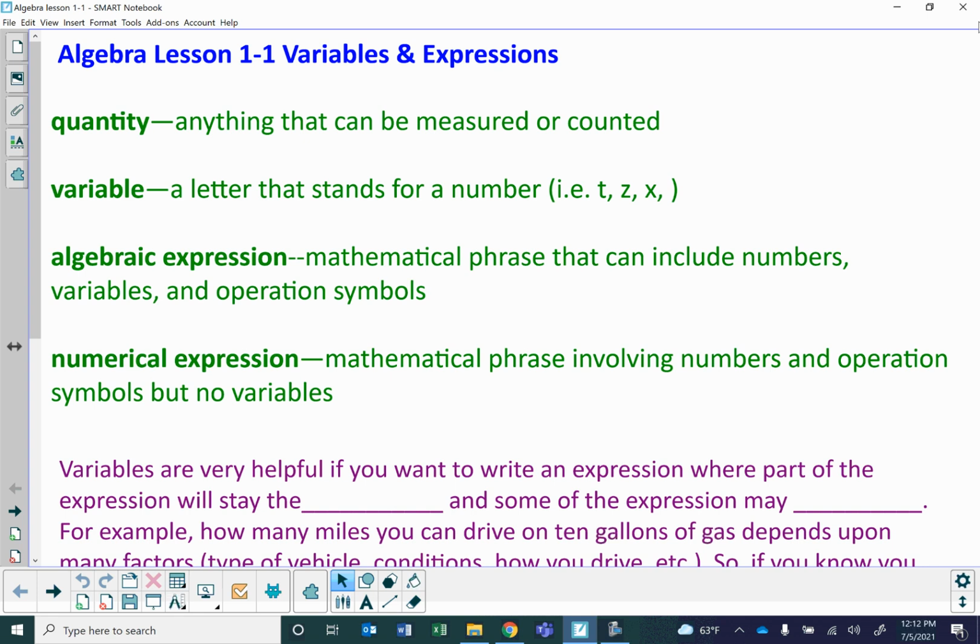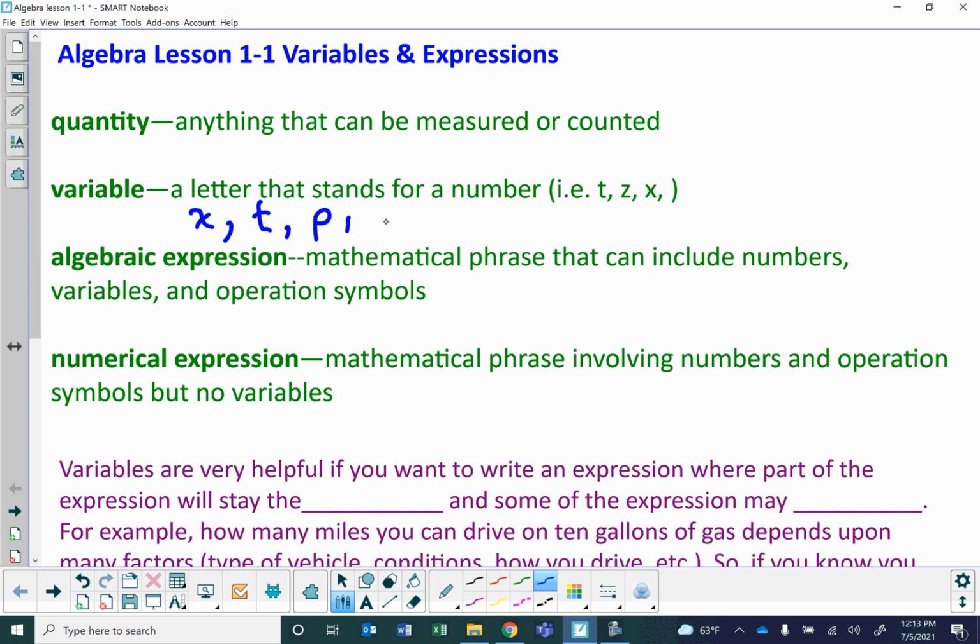Some examples of variables are T, Z, X. Be careful when you write lots of your variables to make sure that they are easily seen to be variables versus numbers. I don't use an L because it looks like a 1. We don't use an O because it looks like a 0. I make sure that I put my X's with a little tail like this so that it looks like an X versus a multiplication symbol. I also make sure I put a tail on my T so that it looks like a T and not a plus sign. But any variable pretty much can be a letter.